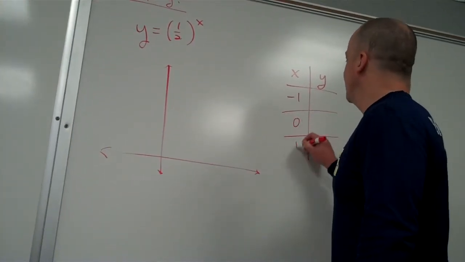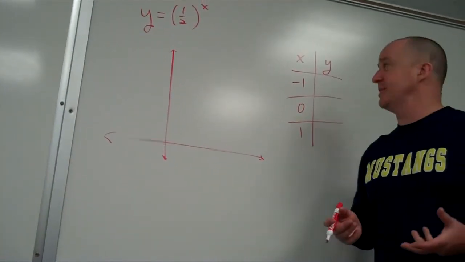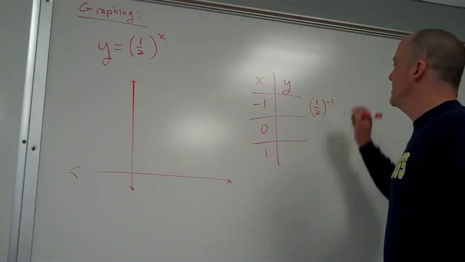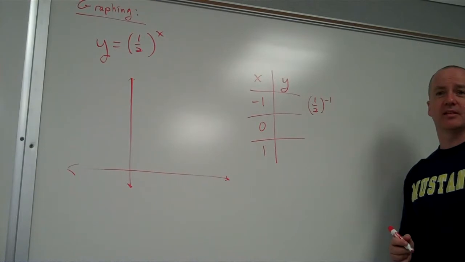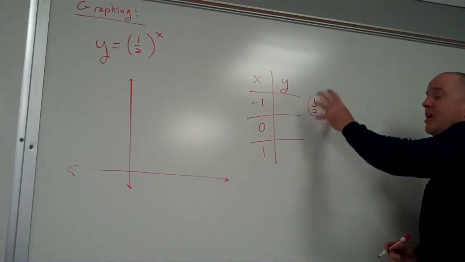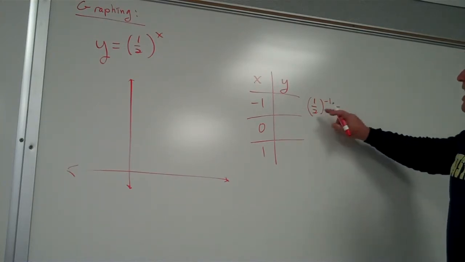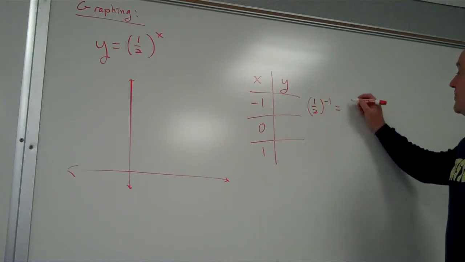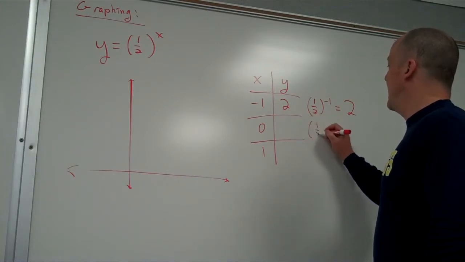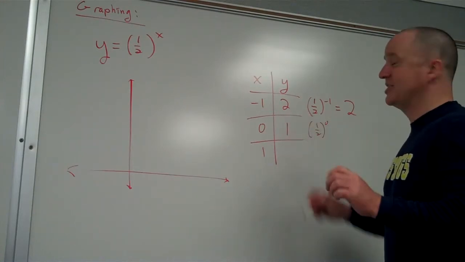I am still interested in the same 3 points, -1, 0, and 1, to get my general idea of the parent function's behavior. However, this gets a little bit more tricky. What is 1/2 to the -1 power? 2. Very good. Remember, negative exponents have nothing to do with positive or negative sign. I realize that's annoying, but it's true. Anything to the -1 power makes a reciprocal, so that's going to be 2. What is 1/2 to the 0 power? 1. Anything to the 0 power is 1.